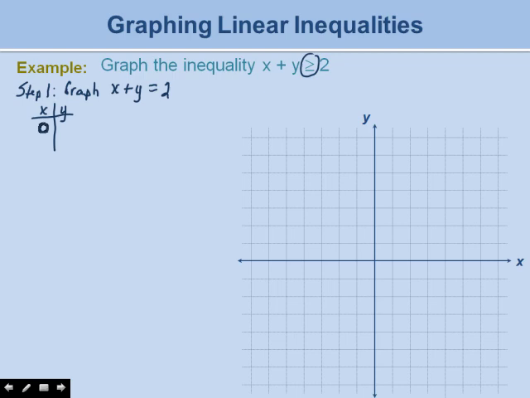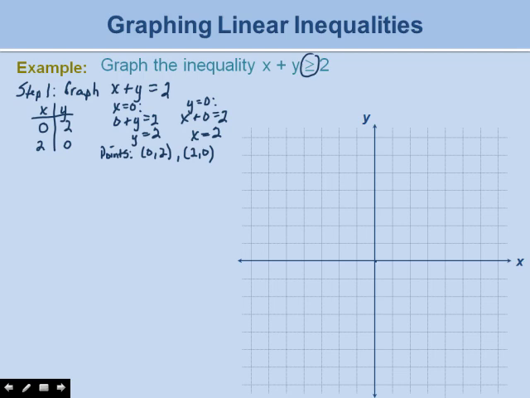So let's use 0 for x. If we plug x equals 0 in here, then we have 0 plus y is equal to 2. That just gives us y is equal to 2. Now let's plug in 0 for y. That gives us x plus 0 is equal to 2, and we end up with x is equal to 2. So now we have 2 points that we're going to plot, and those are (0, 2) and (2, 0).